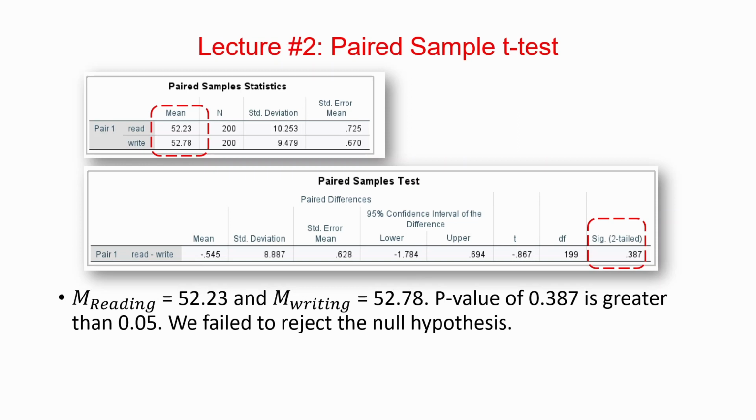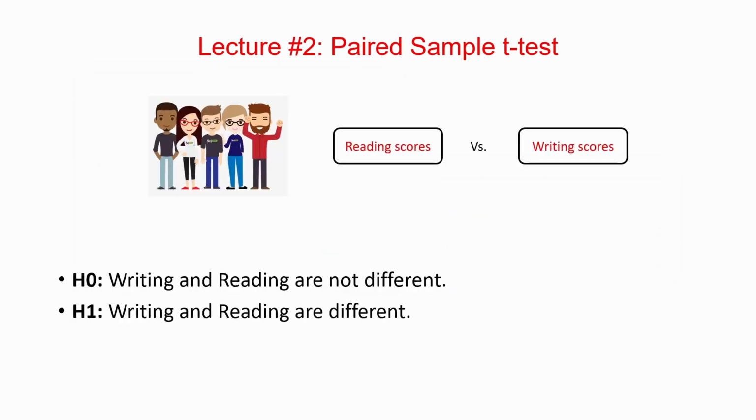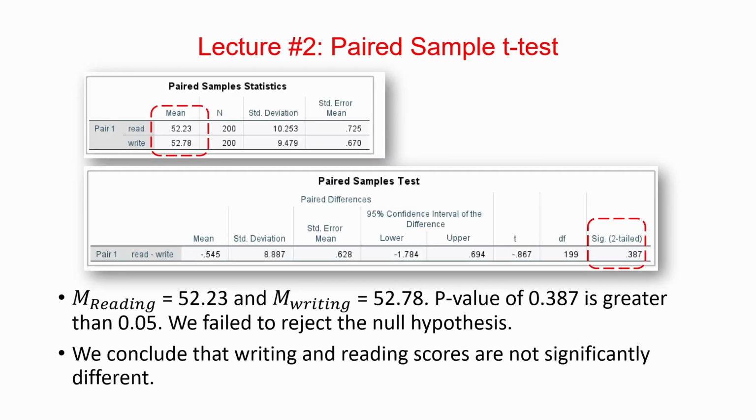Whether we can reject a null hypothesis depends on the p-value. If the p-value is smaller than 0.05, we reject. If it's greater than 0.05, we fail to reject. So here is the case where we fail to reject the null hypothesis. As a reminder, what is the null hypothesis? The null hypothesis states that writing and reading score are not different. We fail to reject, so we conclude that writing and reading score are not significantly different. So that's our conclusion. This is the paired sample t-test.